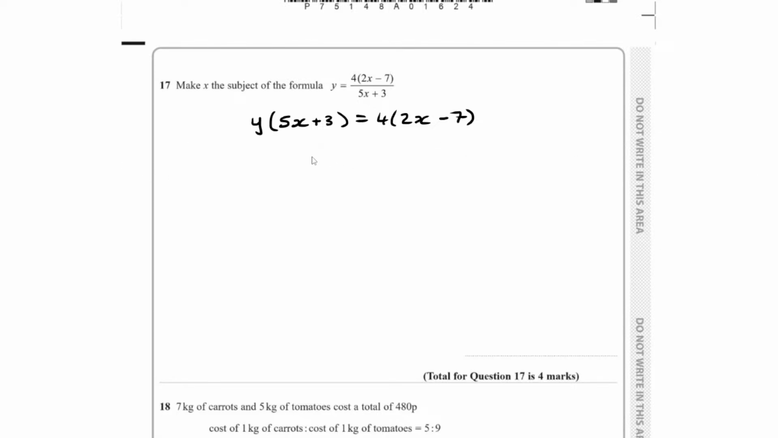Then I want to get rid of the brackets because again, it's blocking things inside the bracket. So expand both sides. So we get 5xy plus 3y. And then on the right, we get 8x minus 28.